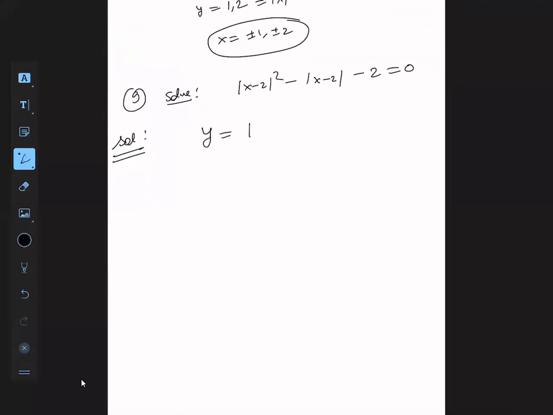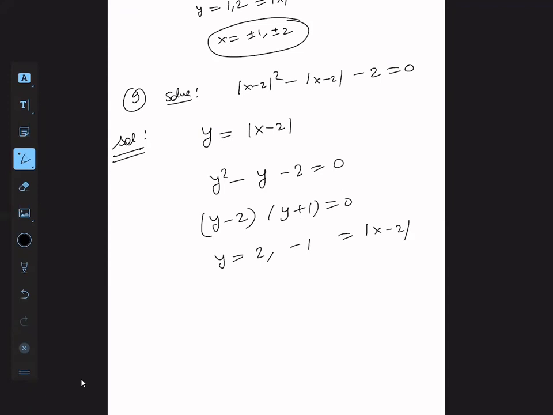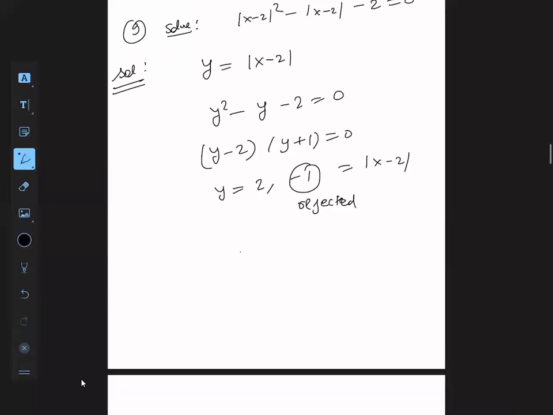So let us assume y is equal to mod x minus 2. Then this quadratic converts into y square minus y minus 2 equal to 0. If you factor this, you will get y is equal to 2 or minus 1. But it cannot be minus 1 because y is modulus x minus 2, so this must be rejected. So x minus 2 is equal to plus or minus 2. So x is equal to 4 or 0.